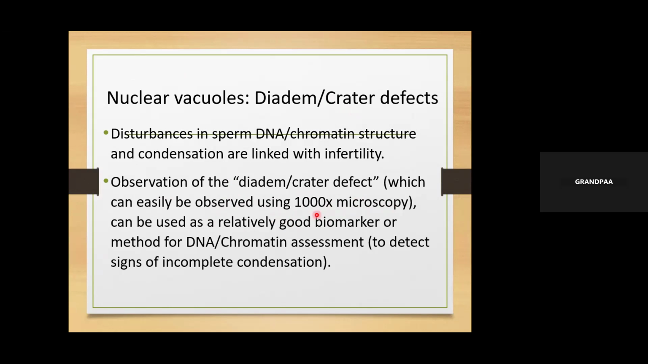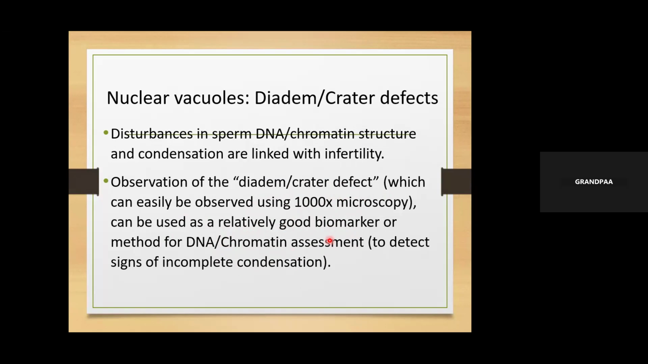All right. Now you'll be able to observe a lot of vacuoles. And vacuoles are unstained spaces within the nuclear area. And you can see them either as knobbed or as craters. Once you are able to demonstrate the diadem crater defect, what it tells you is that your chromatin has a problem, and for that matter, the condensation.